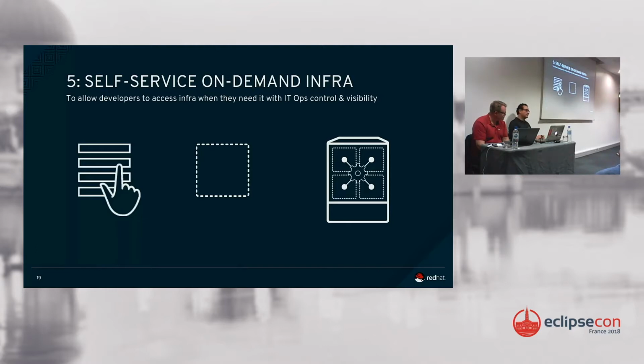So the fifth step or recommendation on your path to cloud native application development is what we call self-service on-demand infrastructure. And the idea here is that you want your developers to be able to, through a self-service mechanism, procure their own infrastructure, to be able to quickly spin up an environment to run their tests or run some QA, but that also necessitates that operations still needs to have control and visibility into the environment.